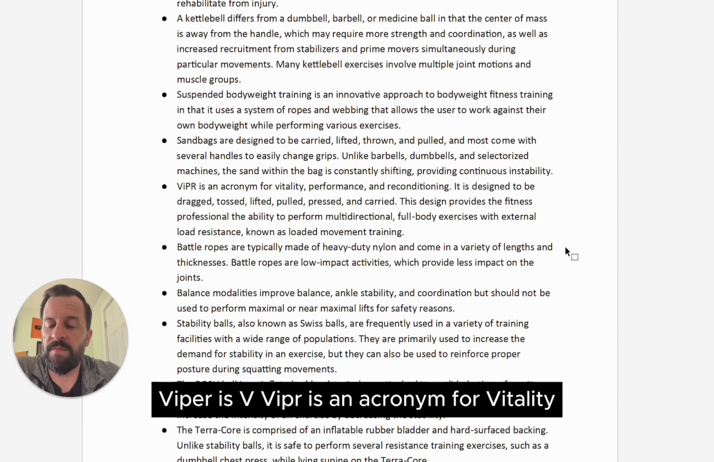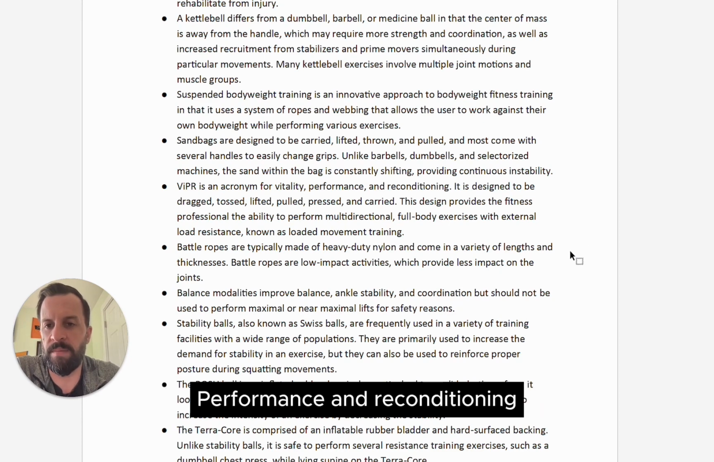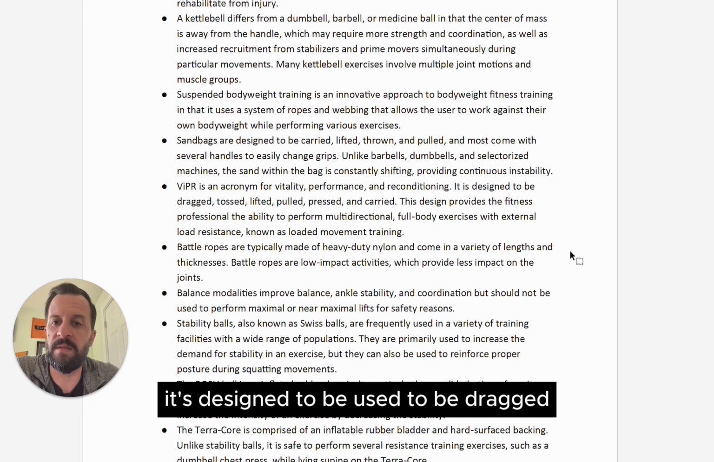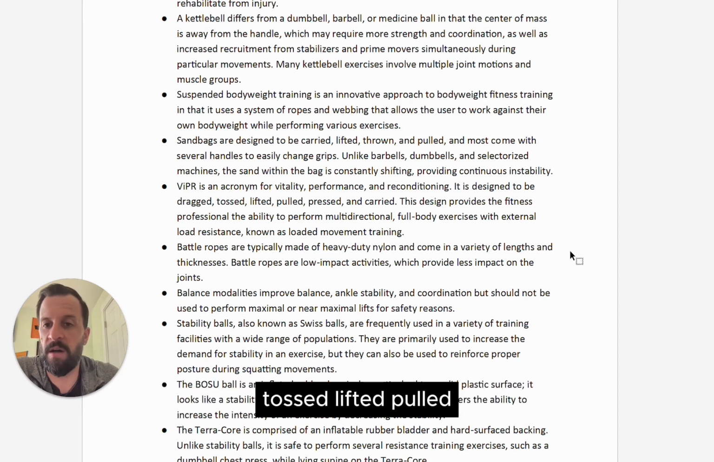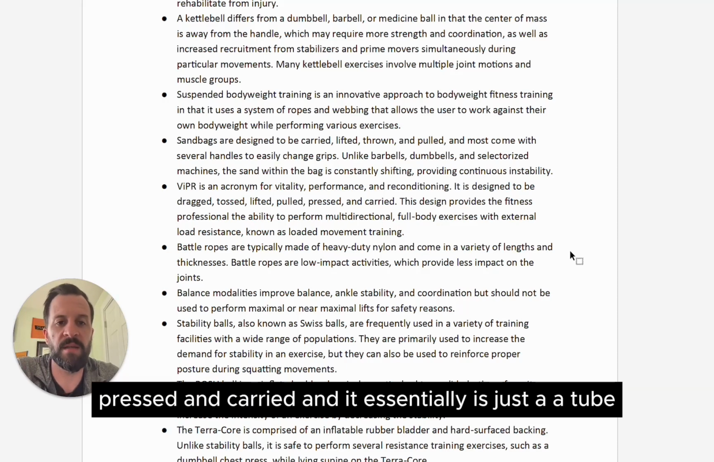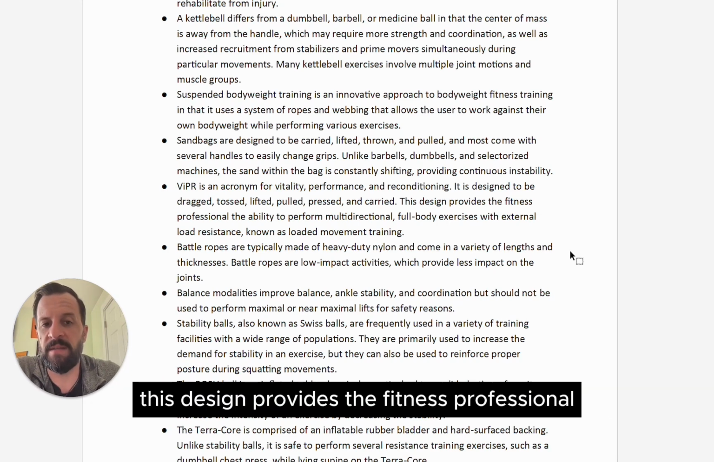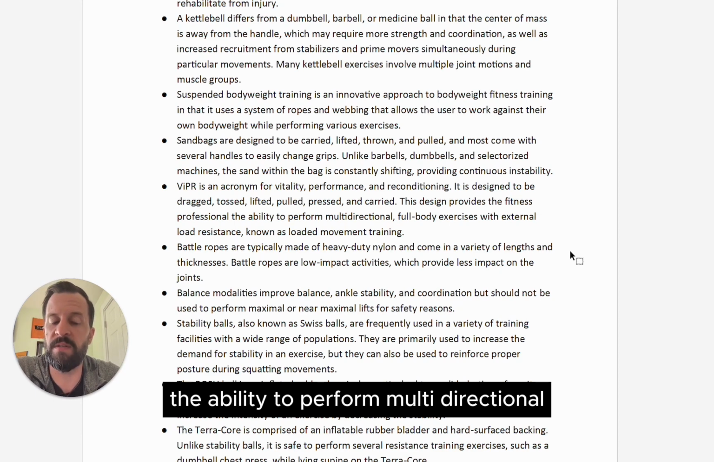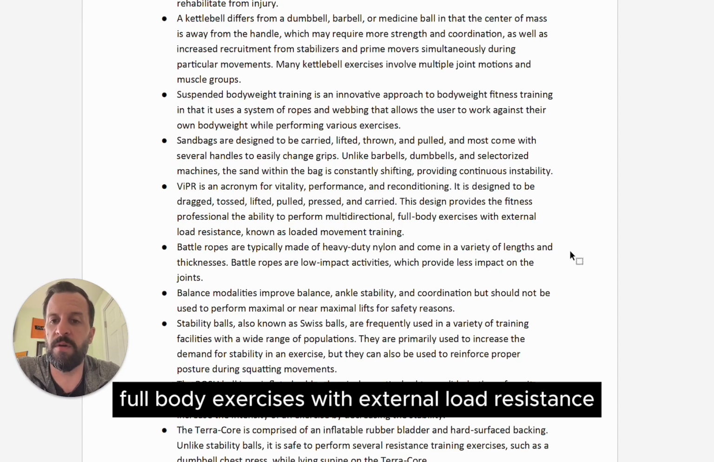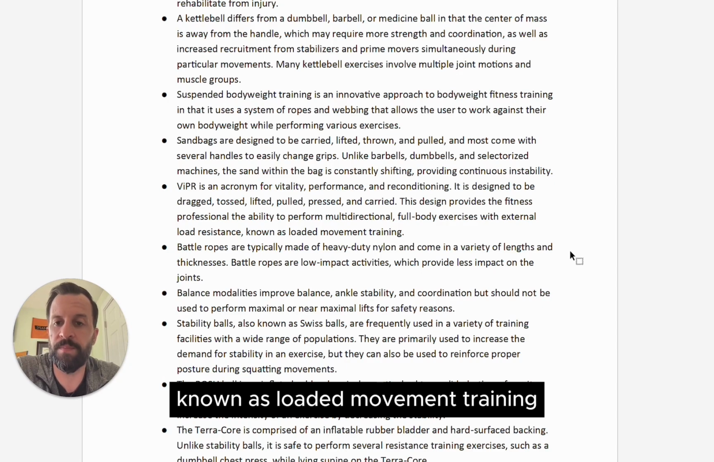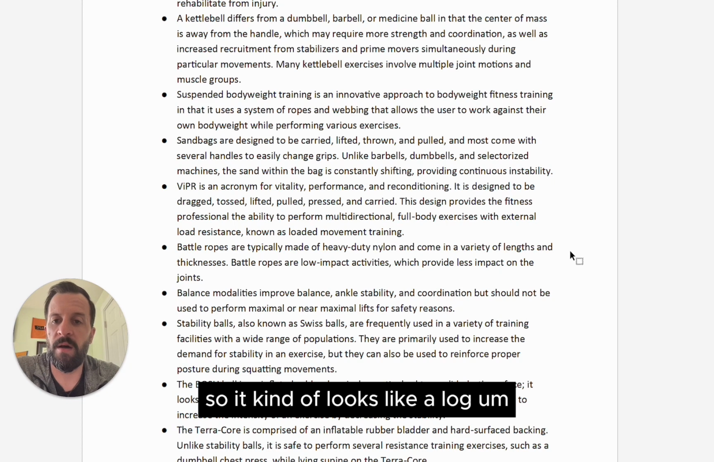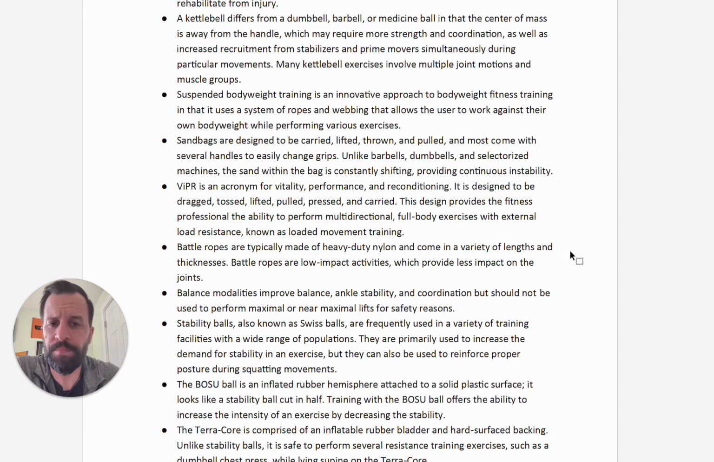VIPR is an acronym for Vitality, Performance, and Reconditioning. And this is a piece of equipment designed to be dragged, tossed, lifted, pulled, pressed, and carried. It essentially is just a weighted tube with handles that are built into it. This design provides the fitness professional the ability to perform multi-directional, full-body exercises with external load resistance, known as loaded movement training. So it kind of looks like a log, but it's usually made of a polymer, and it's got some weight to it, and you have handles that you can hold pretty comfortably.